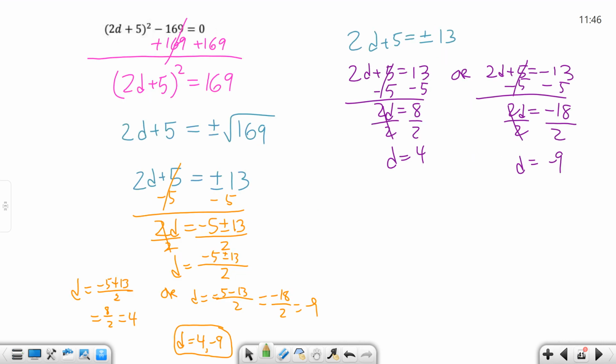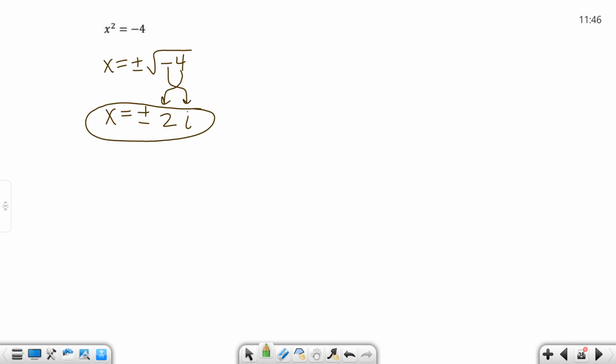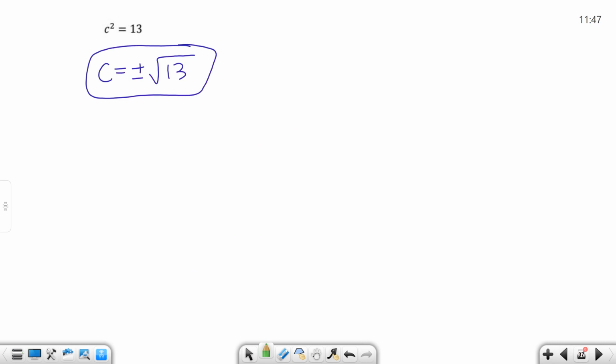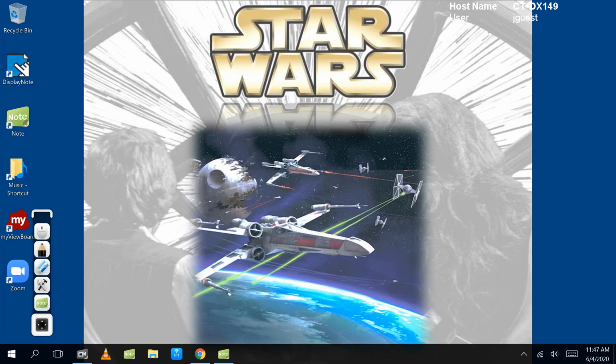So let's go back and see, did I do that on another one? Complex number. And I did that there. Okay, I guess that's all of them. Yeah, okay. All right, well, I hope that helps you out with the square root property. Again, I'm passionate about this one a lot.